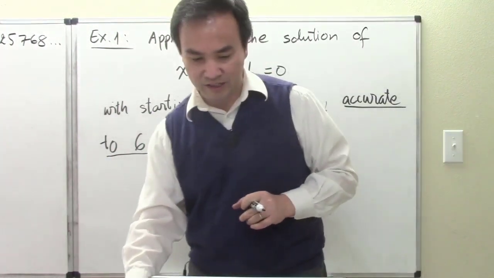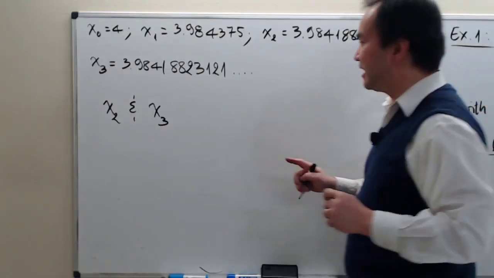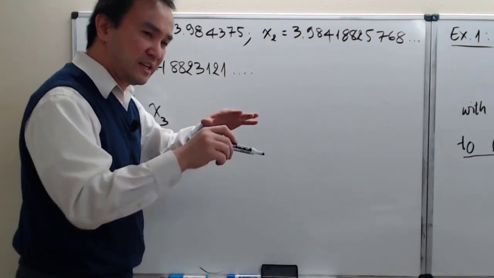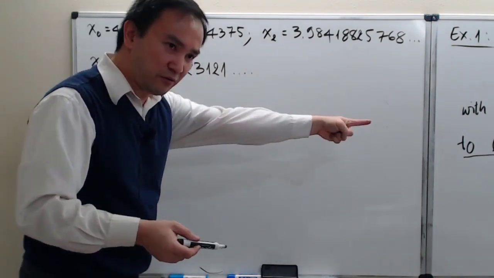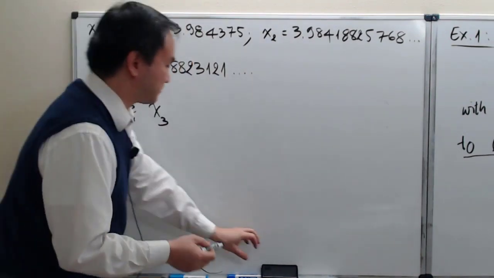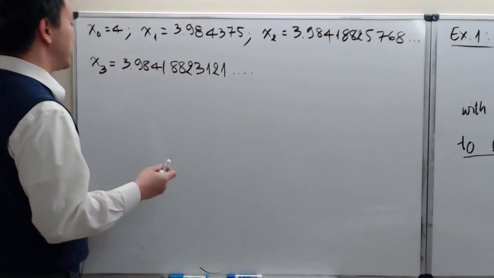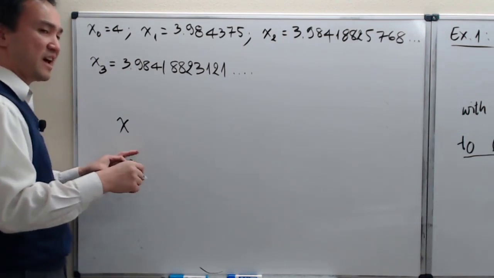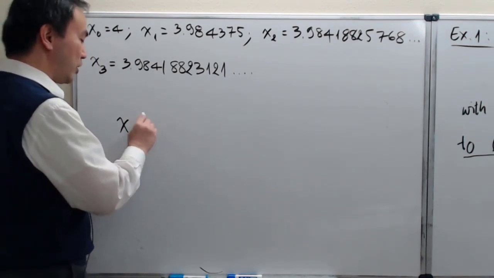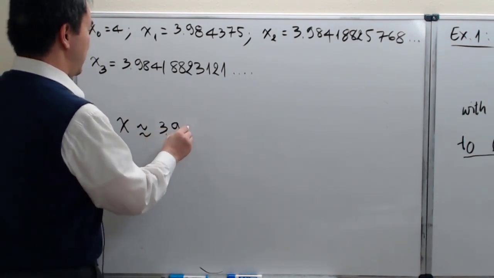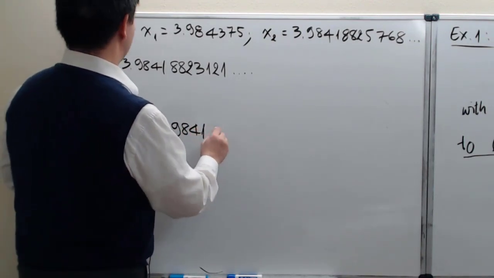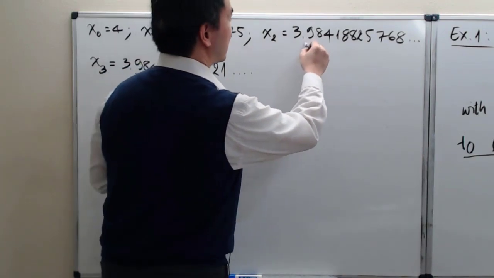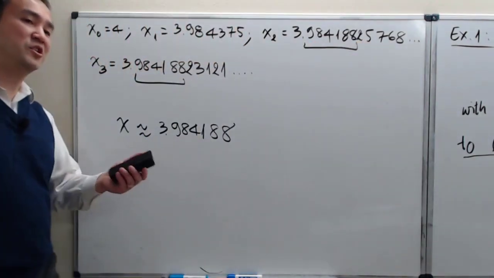So this is how we're concluding our answer. The answer here is not really about x2 or x3, but whichever answer meets our rounding requirements. So up to 6 decimal places of accuracy, our final answer is the solution. Now I'm not going to say x2 or x3. The solution to the equation is about 3.984188. Okay, 6 decimals, which both x2 and x3 satisfy.